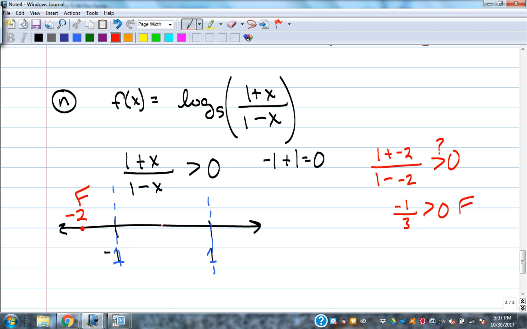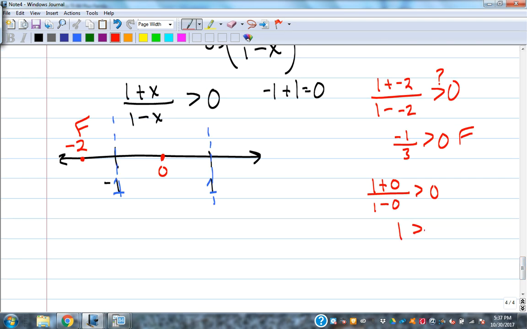And then we want to check a number that's between negative 1 and positive 1. 0 would be a great number to check there. You could check negative 1/8 if you wanted to. I don't know why you'd want to. But we're going to check 0. So 1 plus 0 over 1 minus 0. Is that greater than 0? That's 1. Is 1 greater than 0? That's true. That's true in that area.